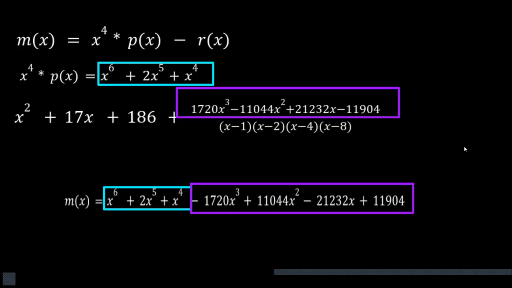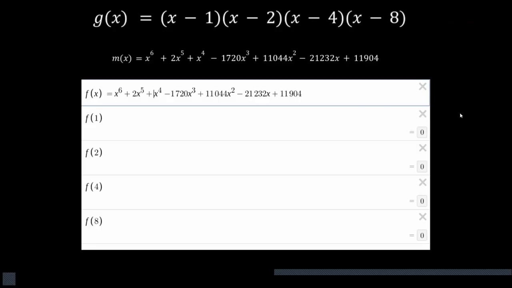Here's our completed computation of m of x. Now that we have m of x, we can check if we have done this correctly by plugging in the values 1, 2, 4, and 8 into m of x. And we see that they evaluate to 0.